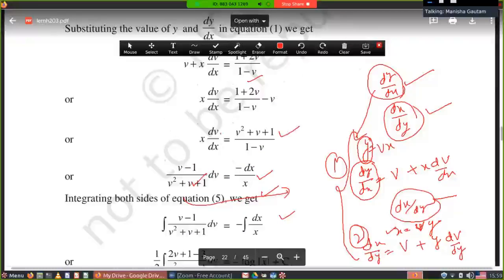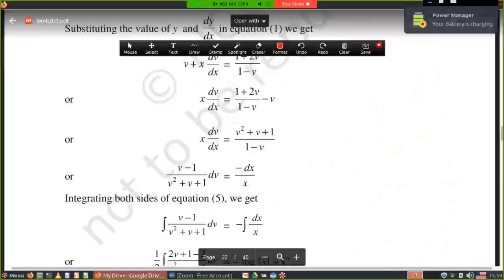Here you have to take the LCM. After taking the LCM, what is your target now? If the question is homogeneous, after substituting y is equal to vx and the dy upon dx value, the question becomes of the variable separable type. Our target is to make the statement variable separable after the substitution y is equal to vx.